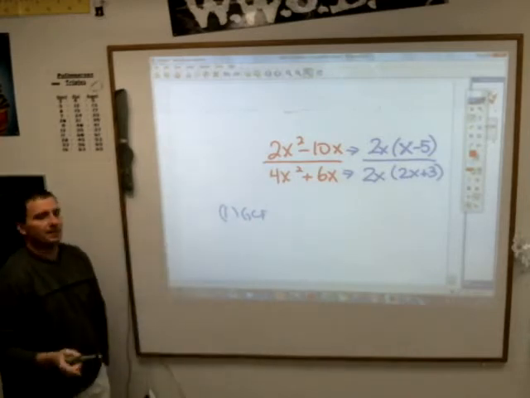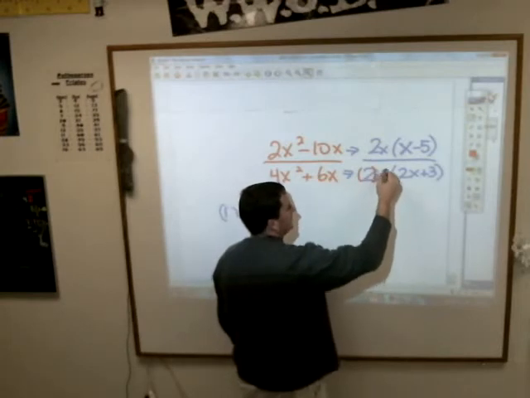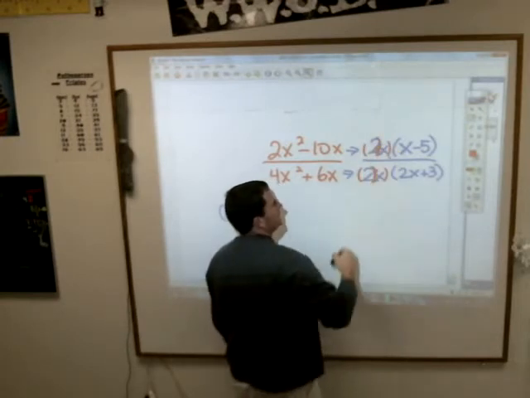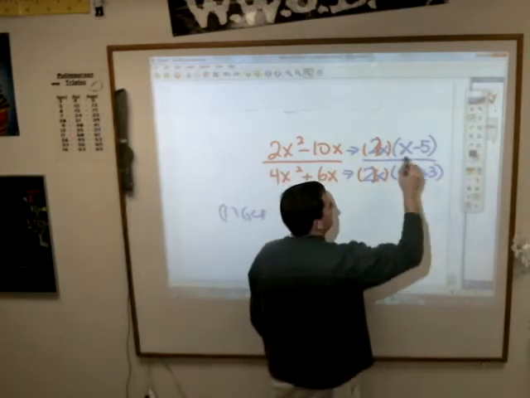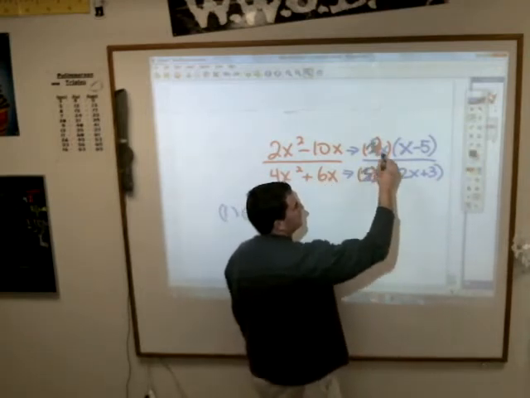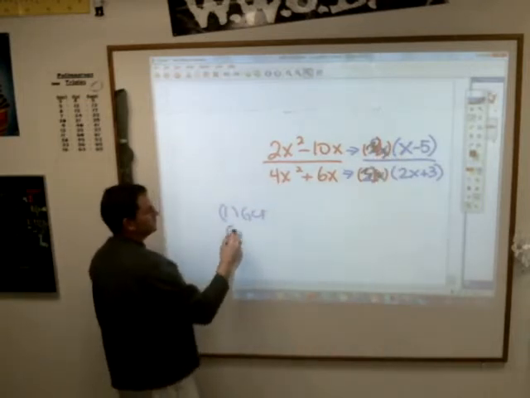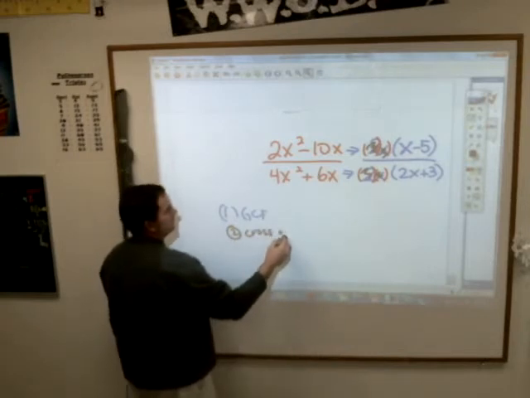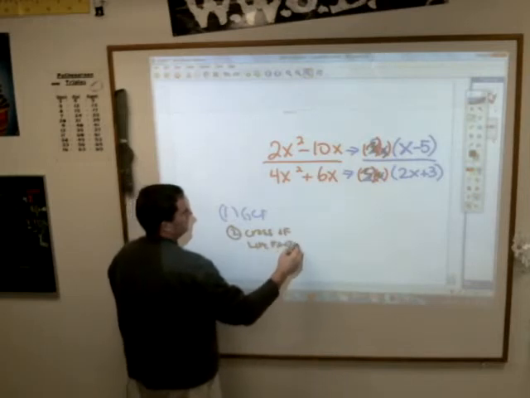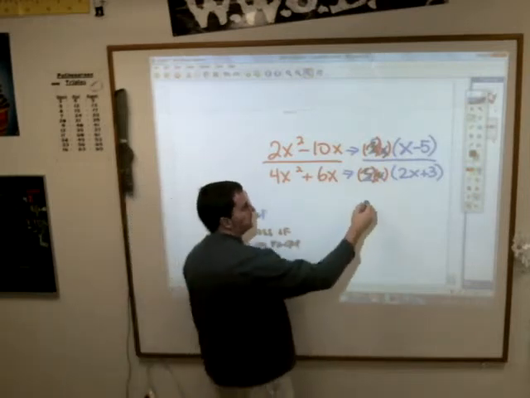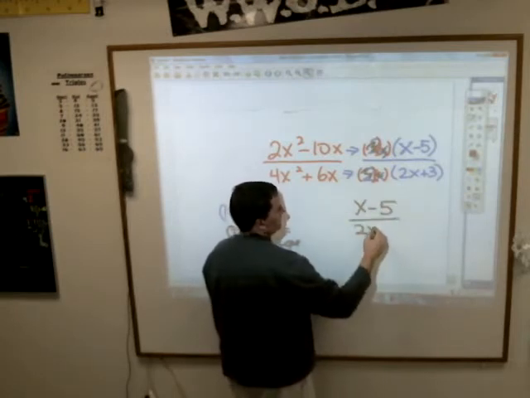Now, boys and girls, ladies and gentlemen, if you find common factors, if you see things that are alike, for example, 2 times x, 2 times x, you see identical factors, now you can cross them off. The 2 crosses off, and the x will cross off. And there's nothing more that you can do. That's step number 2. Cross off like factors. And then your answer is just what's going to be left, which is x minus 5 over 2x plus 3.